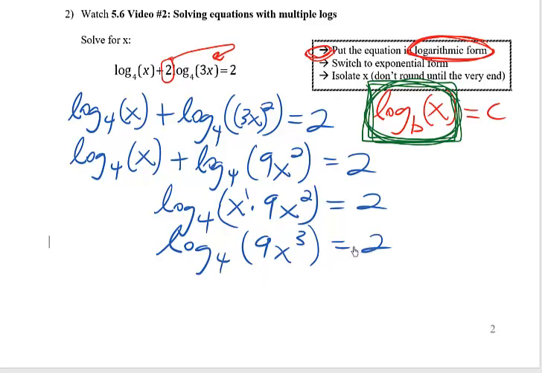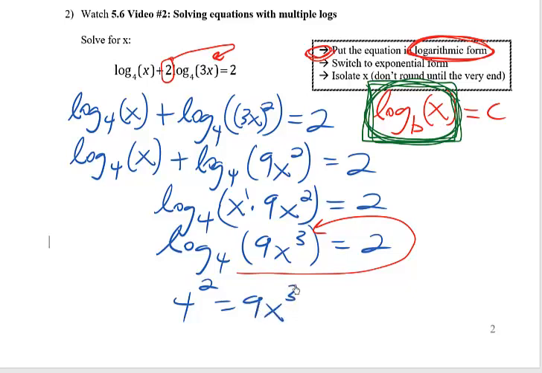Once you're in log form, you simply switch to exponential form. That's following that semicircular pathway around, right? So the base is 4, the power is 2, the result portion is 9x cubed. All that's left now is to solve for x. Let's see, I can simplify 4 squared.